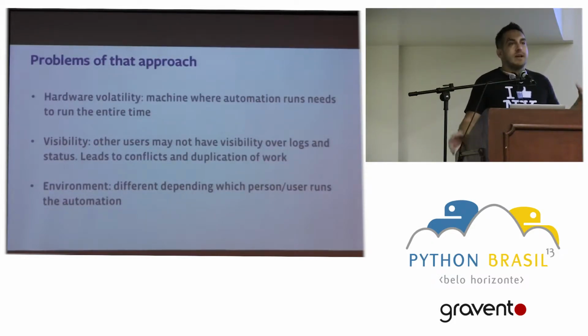Okay, so just to summarize, we have three major problems in that approach. The first one is hardware volatility. It's what we just talked about. Hardware comes and goes, and we cannot rely on that hardware remaining available for the entire time. The second problem is visibility. Other users may not have visibility into what you're doing, and that leads to duplicate work and conflicts sometimes. So again, not great.